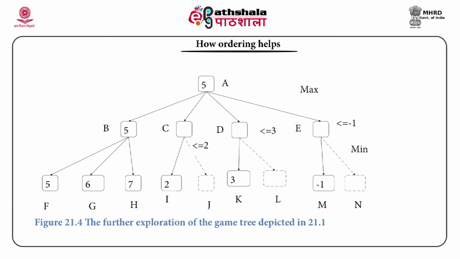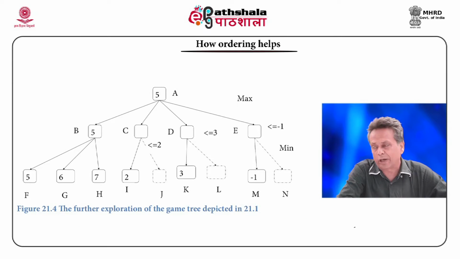There is one more example shown on the screen, figure 21.4. Now look at that. I have explored B before the others. When I explored B before the others, I get 5, 6 and 7. So that's a minimizing ply, so I get minimum 5. The beauty is that when I explore C, the first child is 2, which is less than 5. What will I do? I won't use that. Why? Because C guarantees me only 2 or less, because of the opponent's play.